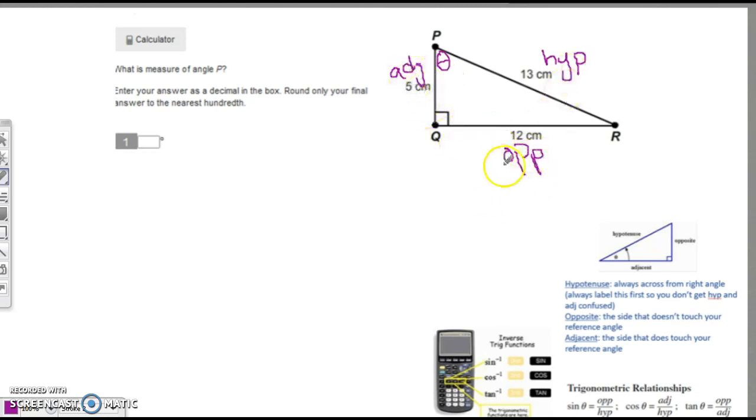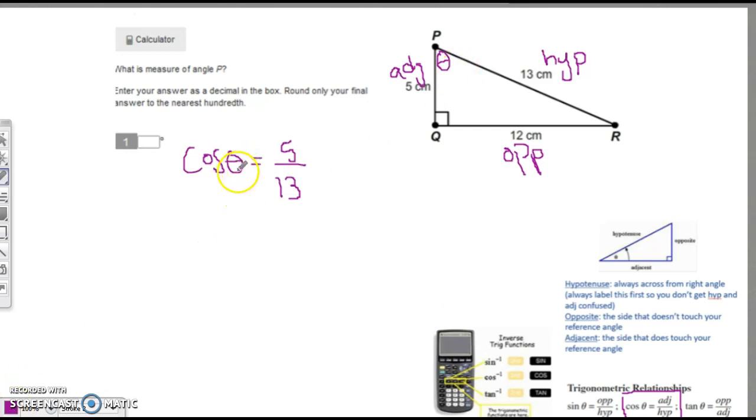Again, we know all three of our sides, so we can pick any trig function we want. I'm going to go ahead and use cosine since I used sine last time, but it doesn't matter. You'll get the same thing no matter what. So I'm going to do cosine of theta equals the adjacent over the hypotenuse. And now I'm going to solve for theta because my goal is to figure out what that angle is.